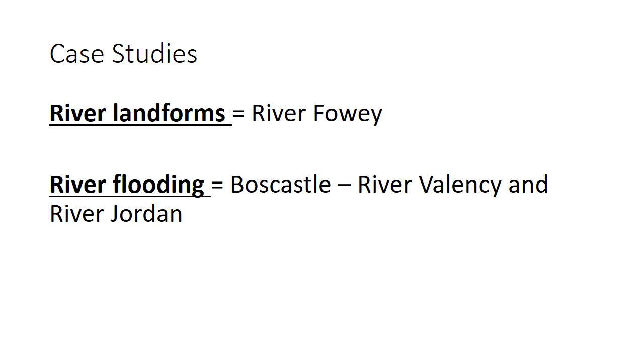So I'd mention your case studies. For river landforms and river characteristics, I want you to use the River Foy, things like Golitha Falls, the meander in Lostwithiel, for example. However, for river flooding, it's far better to use our Boscastle example, the River Valency and the River Jordan. The reason for that is there's just so much more information out there on the Boscastle floods, far more serious event. Likewise, I'd also want to make sure you're aware that that's also our extreme weather case study as well, that convergent zone rainfall. So make sure we use Boscastle, Valency, Jordan for river flooding, River Foy for landforms.